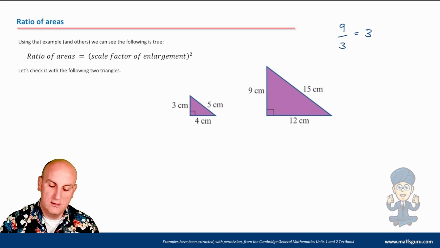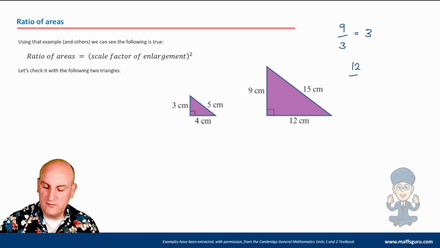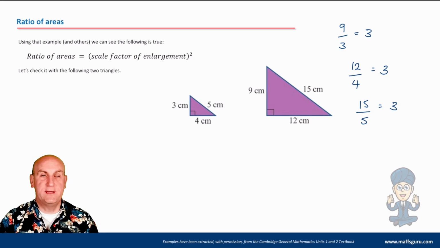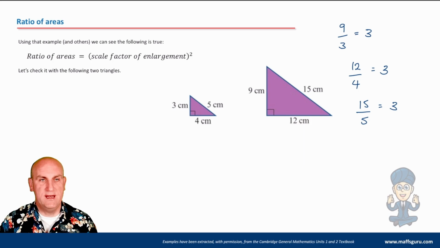Okay, that's good. Let's choose another 2 sides, 12 and 4. Is 12 divided by 4, 3? It is. All we've got to do now is check the last ones, 15 and 5. Is 15 divided by 5, 3? It is. Because all of those sides have been multiplied by the same thing, they are similar figures. Rightio.